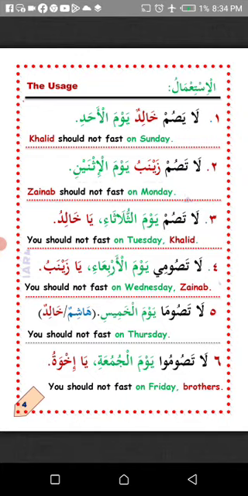Khamsa, number five. La tasuma yawm al-khamis. La tasuma, you should not fast yawm al-khamis, on Thursday, talking to Hashim and Khalid. You can also use the same form of the verb to talk to Ruqayya and Khadija. Sitta, number six. La tasumu yawm al-jum'ah ya ihwa. You should not fast on Friday, brothers. La'alaka fahimt? I hope you understand. MashaAllah.